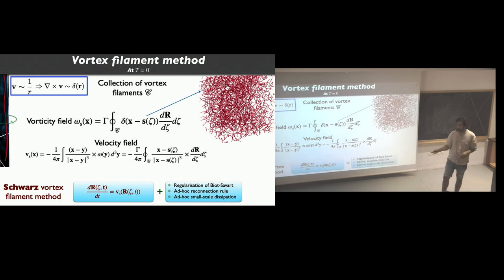Roughly speaking, the vortex filament method says that the velocity of one point of this filament is just the global environmental velocity produced by all the other filaments at that point. Obviously, this will diverge where the vortex position is, so we need to regularize it in some way. Furthermore, this is a solution of the Euler equation, so vortices cannot reconnect by themselves. When they are close, we need to provide some rule to cut and connect the lines. This was the original idea of Schwartz, and since then it has been a model used a lot to describe quantum turbulence.